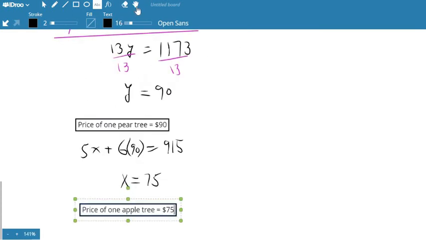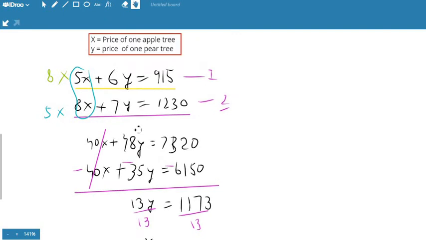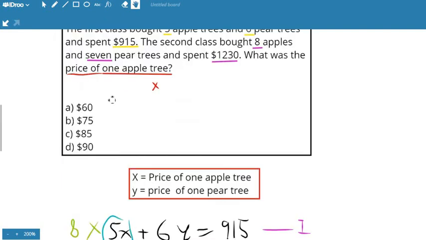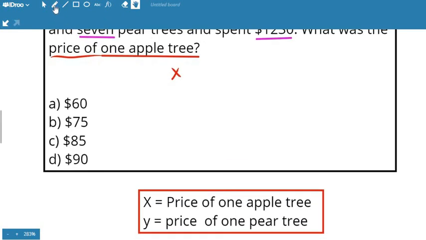Now if you go back to your problem, you had some choices and 75 is here. This is your answer. So that was the way of solving a word problem.